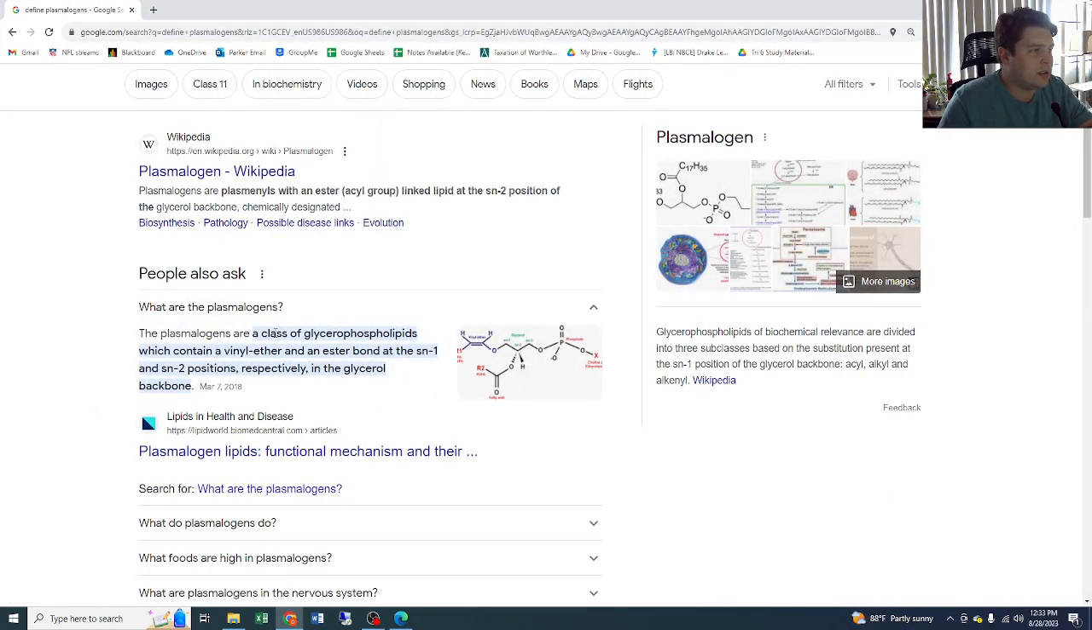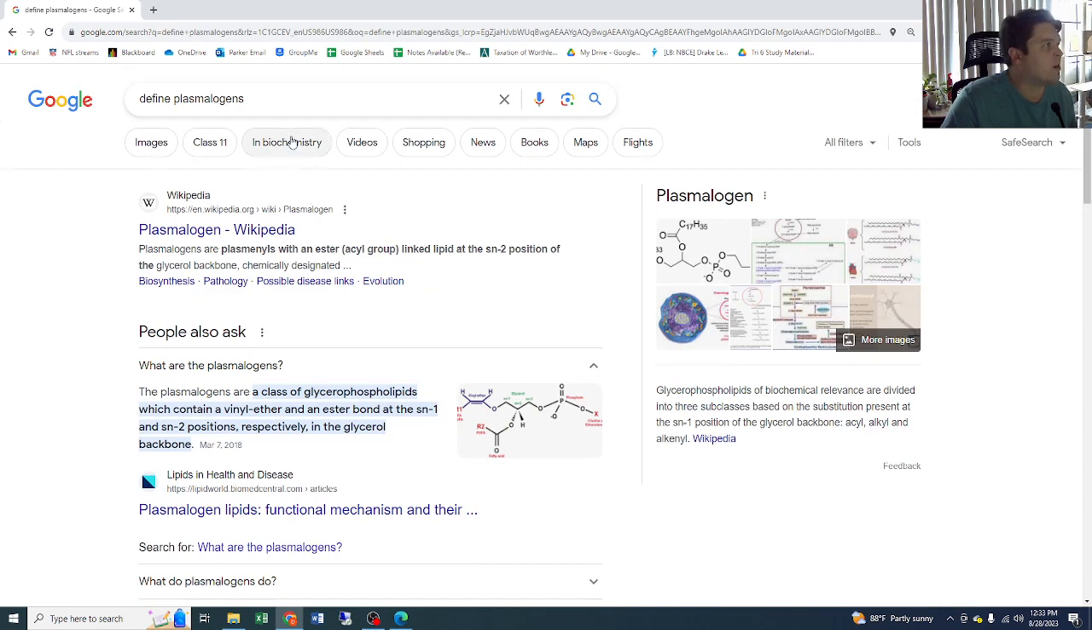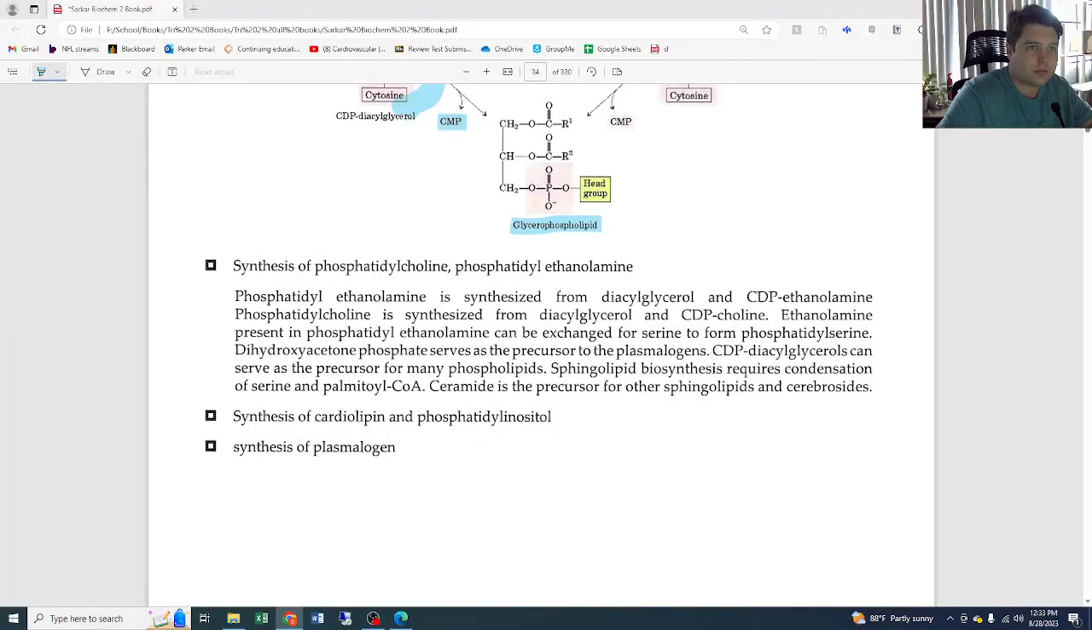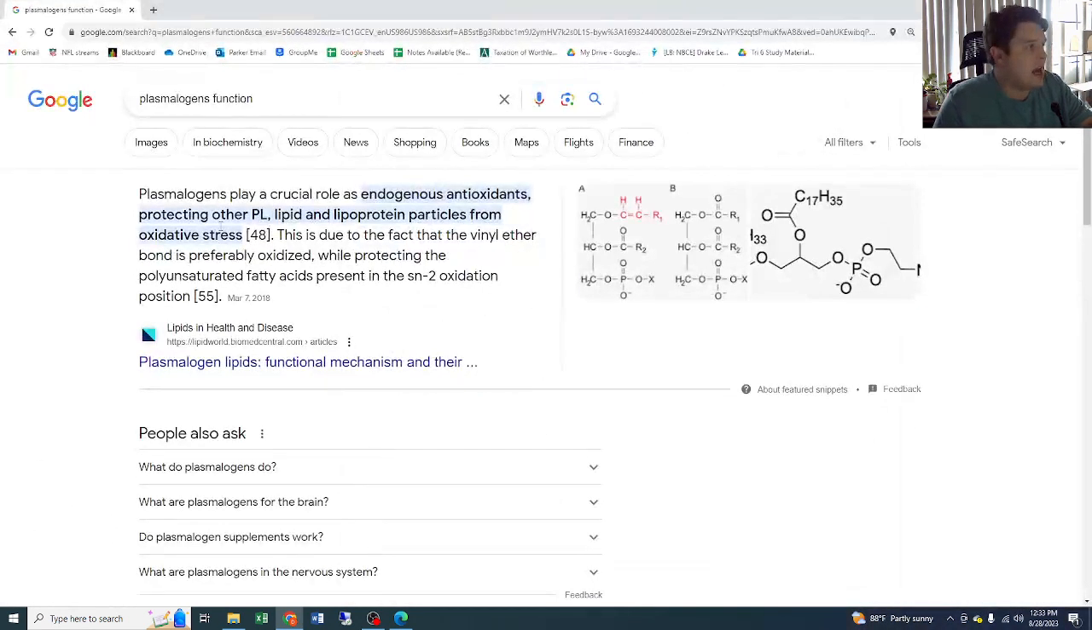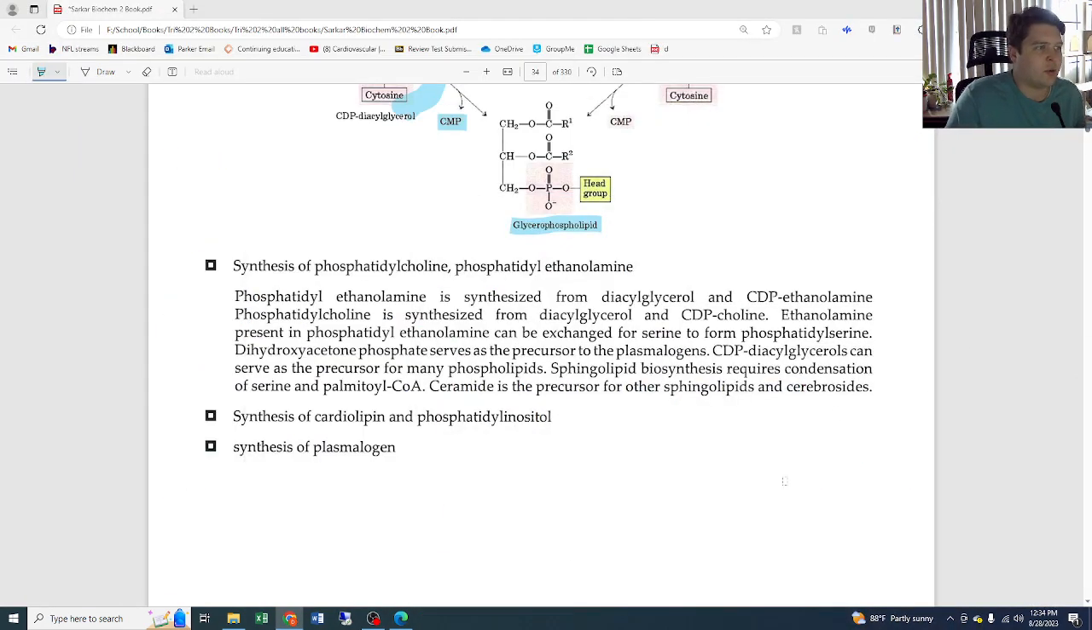So the plasmalogens are a different class of these glycerophospholipids. And they're going to contain a vinyl ether and an ester bond at these specific positions. They play a role as endogenous antioxidants, protecting other lipid and lipoprotein particles from oxidative stress. So the plasmalogens are our antioxidants. They're going to be protecting our body from different types of stress. So it's important that we can actually produce those and have those in the body.